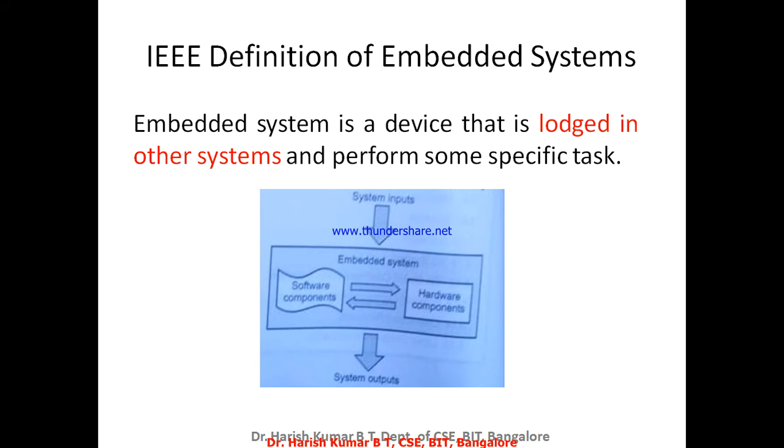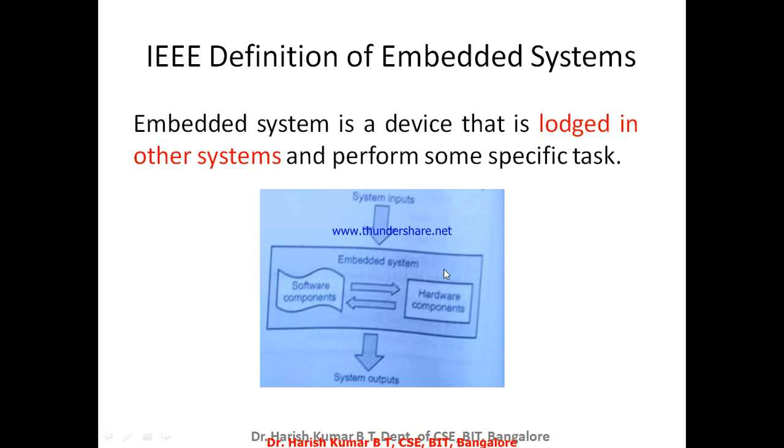IEEE defines the embedded system as a device which is lodged or placed in another system and performs some specific task. An embedded system is a device which is placed, housed, or lodged in another system in order to control its operation, and it performs the specific task. This is how the IEEE defines the embedded system.